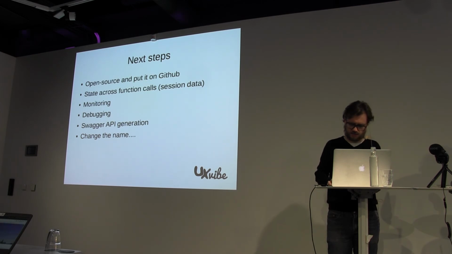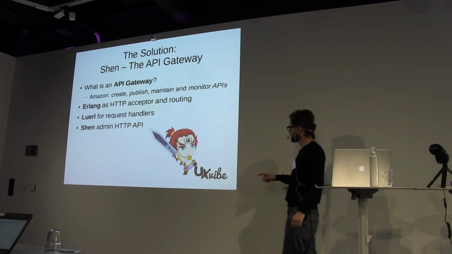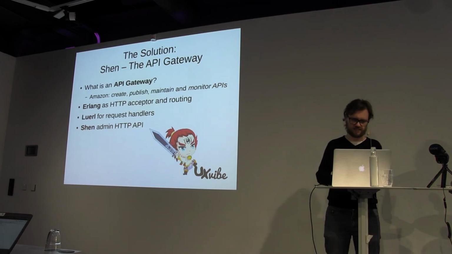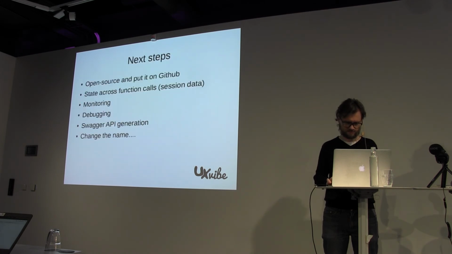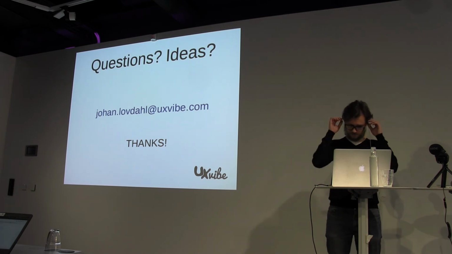Actually, I think I forgot that one. Oh, this one. The little guy here. That's Erlang Shen. That's why we called it the Gateway Shen. So it's a guy from Chinese mythology. He had a crush on the moon goddess, and that's why Lua and Erlang kind of show in the name Shen. Okay, thank you. Any questions?